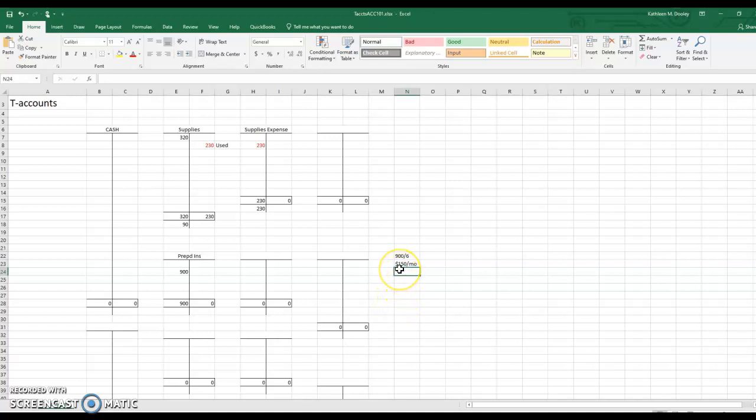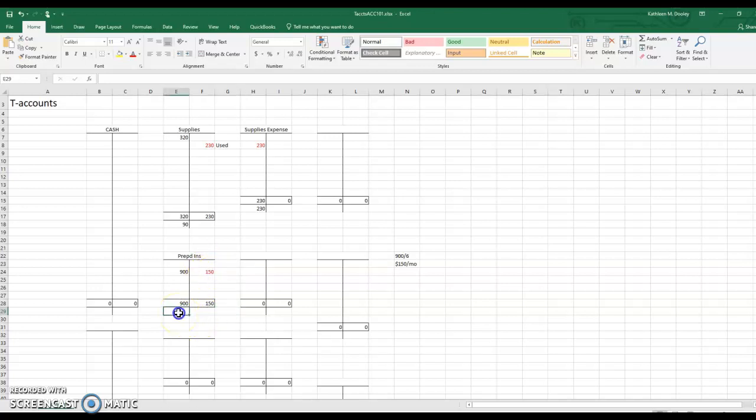Okay, so we take the 900 divided by 6 months, and that gives us $150 per month, roughly, that we're using. So at the end of December, I have used the prepaid insurance $150 worth. Now, okay, so because I've used that part, I no longer own that part.